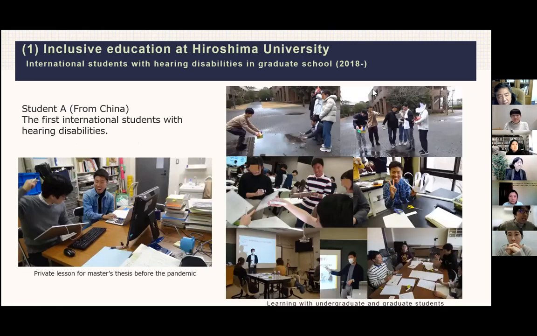Hiroshima University has accepted international students with disabilities. He is the first international student with hearing disabilities from China, and I am his supervisor. The photo on the left is a private lesson for his master's thesis before the pandemic. Now we use Zoom and chat discussion. On the right are photos of art classes in the undergraduate and graduate program with an inclusive setting. The photos on the top depict the creation of a stop motion movie using iPad in the group activities.